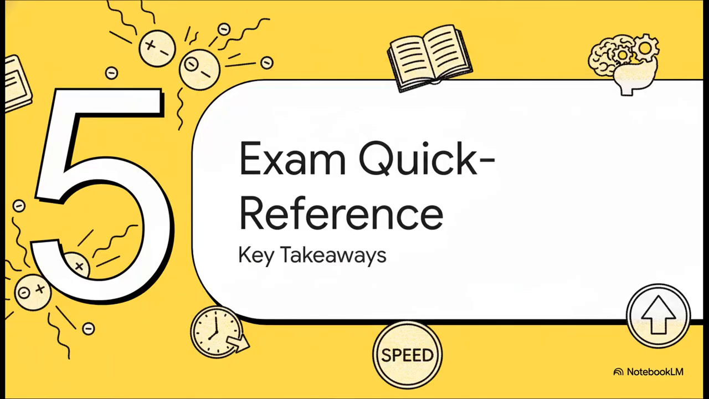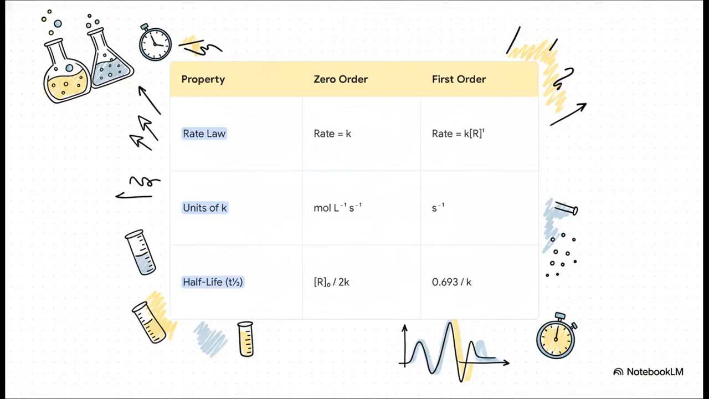Okay, let's wrap this up by consolidating everything into a high-yield summary. This is the stuff you absolutely positively need to have locked down for your exams. This slide right here, this is gold. Go ahead and screenshot this for your notes. It lays out the key differences between zero and first-order reactions.